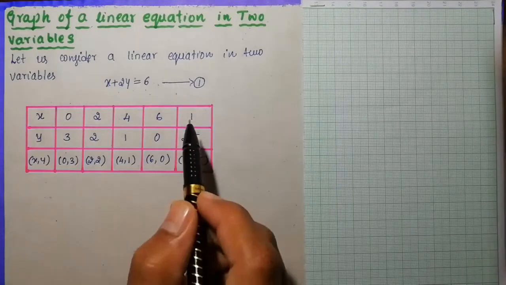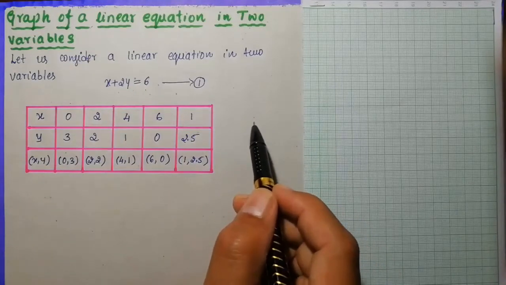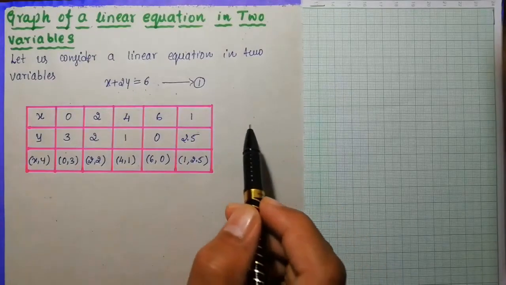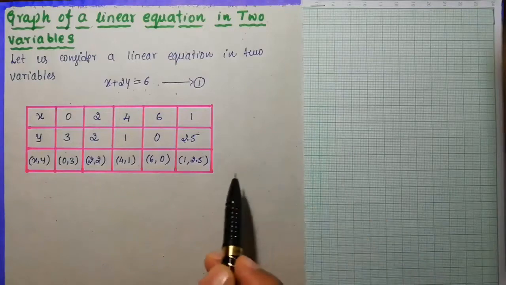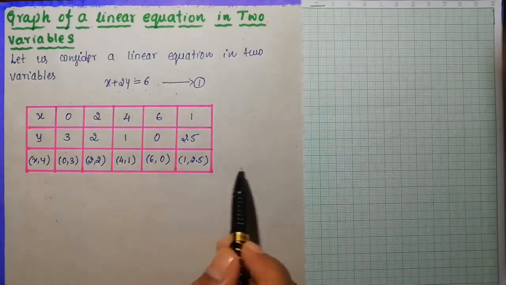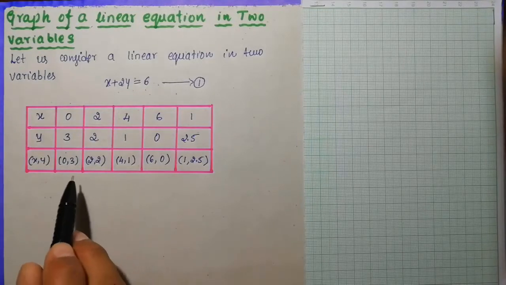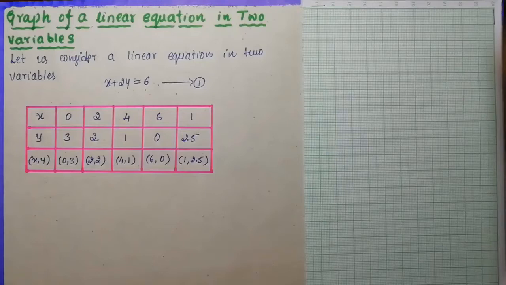So that's why I'm going to stop here. But if you want to continue, you can continue for 8, 10, minus 2, minus 4, minus 6, 3, 5, like that. Then also you will get the corresponding value of y, and you can write it in the solution. Now the next thing is I'm going to look at these points on the graph sheet. You must do this on graph sheet only. Don't do it in the notebook. You have to use graph sheet. It is compulsory.